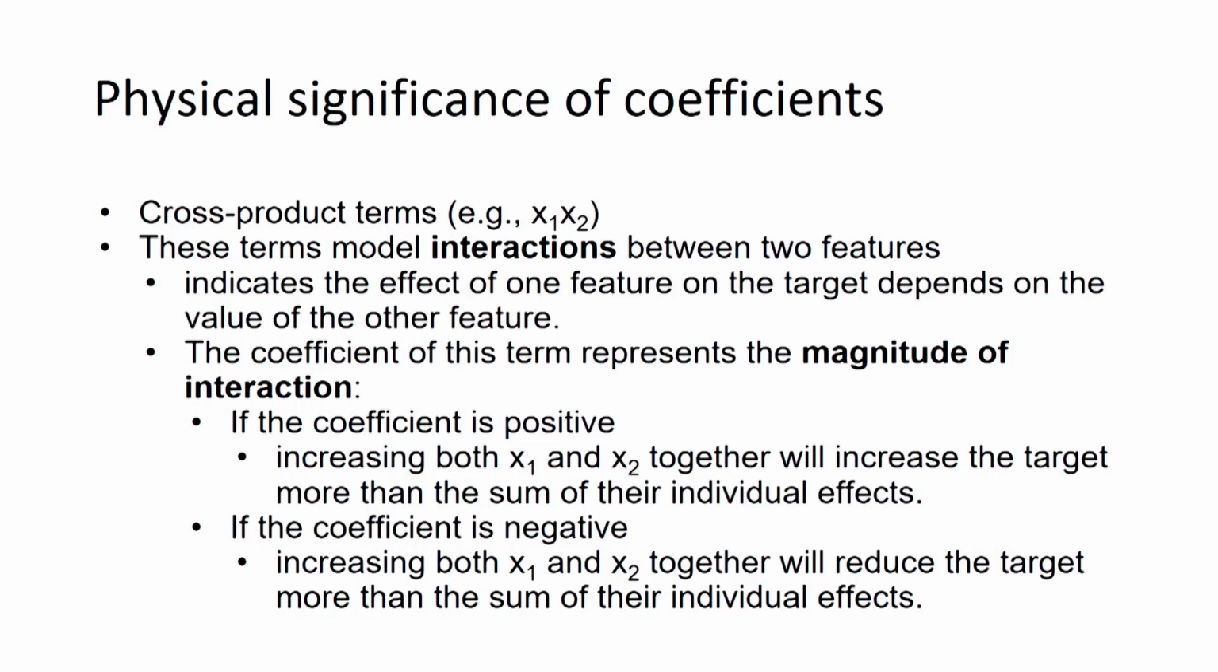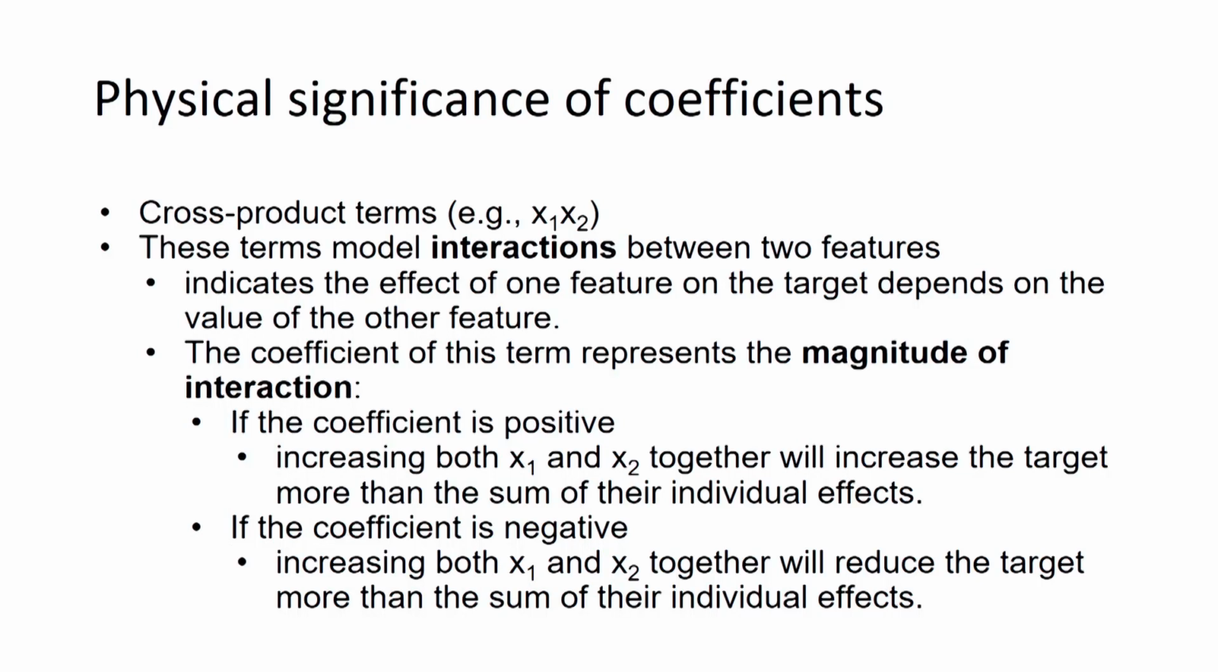So if the coefficient is positive, we can say that increasing both x1 and x2 together will increase the target more than the sum of their individual effects. So if you are increasing x1 and y is, suppose, also increasing, and you are increasing x2, y is also increasing. So if this x1 x2 term is there in your model, then by seeing the coefficient you can say that when we increase both of these two, the target variable will increase more than the sum of their individual effects.